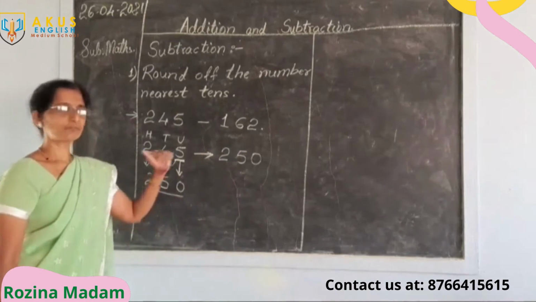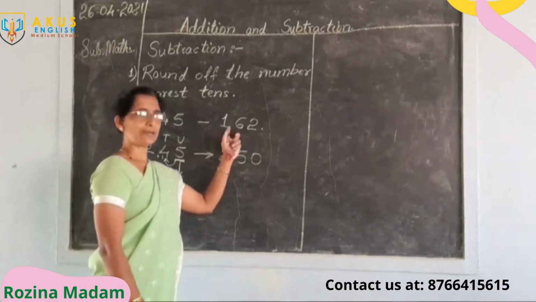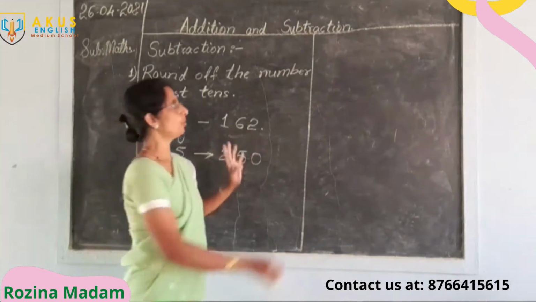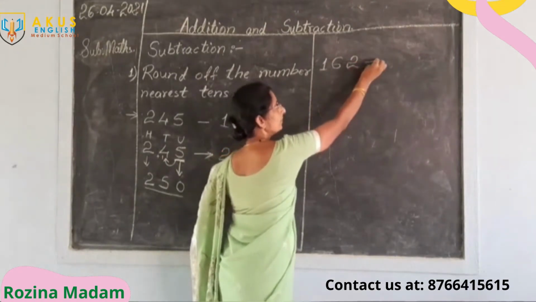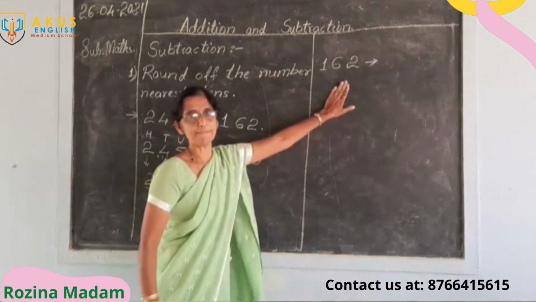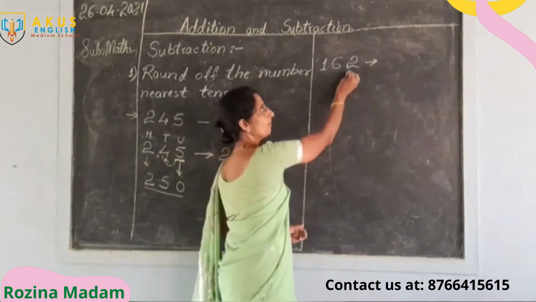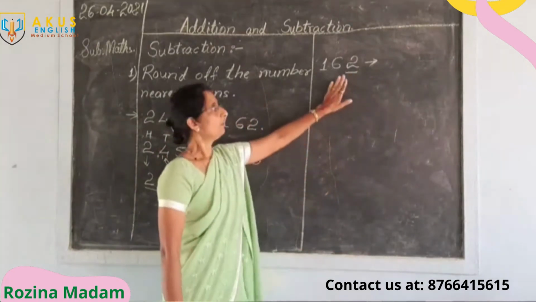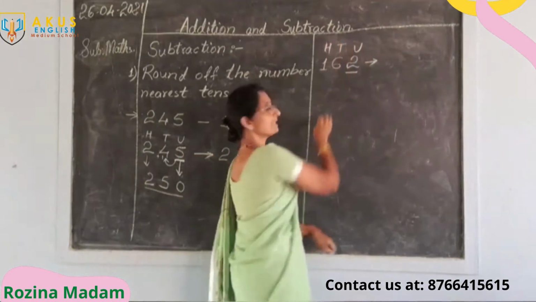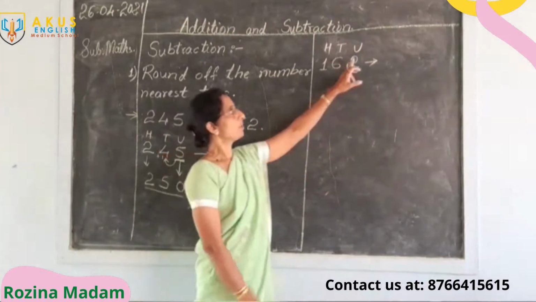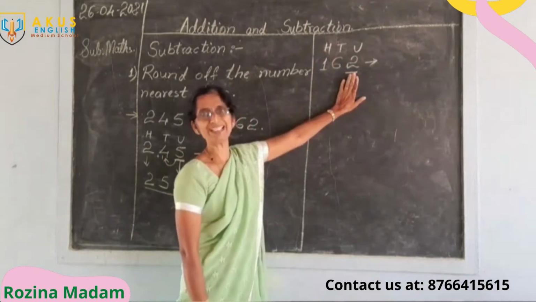In the same way, we will proceed for the second number. What is the second number here? Here the second number is 162. So I will write this 162 here. In the same way, we have to round this number to the nearest tens. For that we can follow the same steps. First write the place value of each number. I have written here units, tens and hundreds. So we underline the units place number.